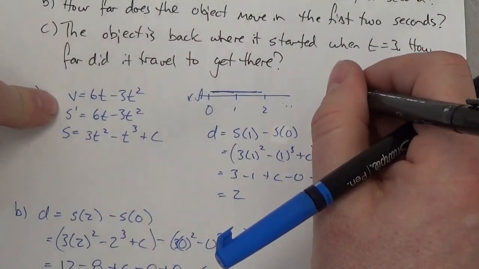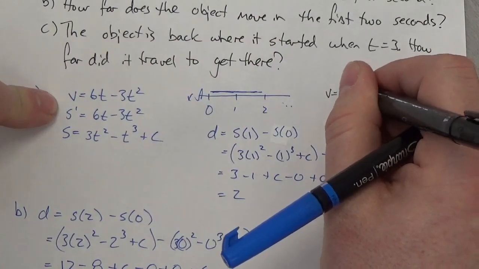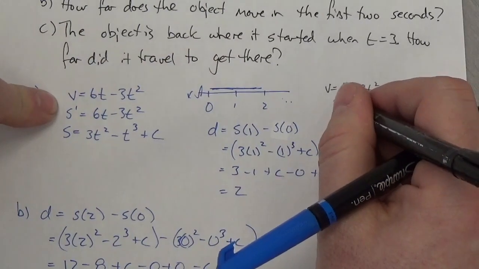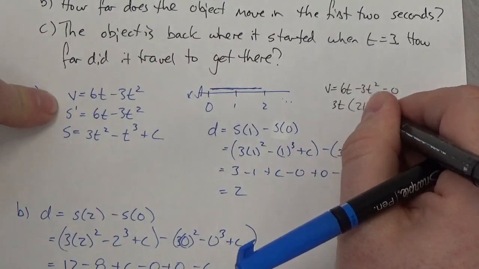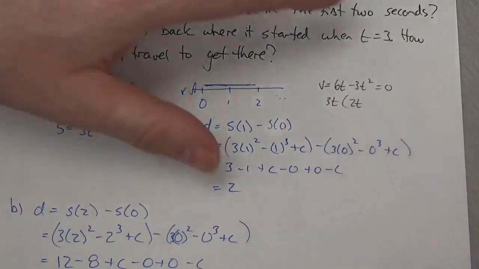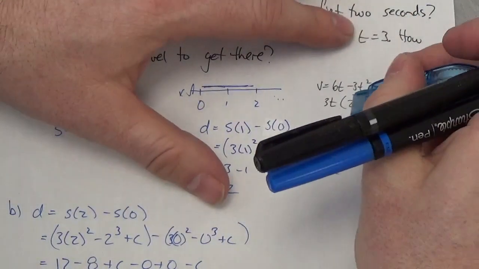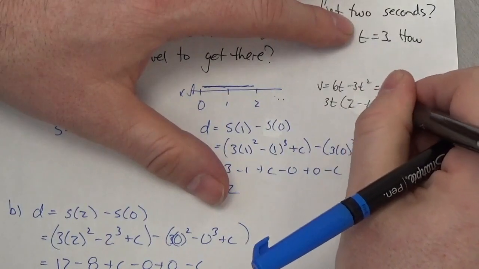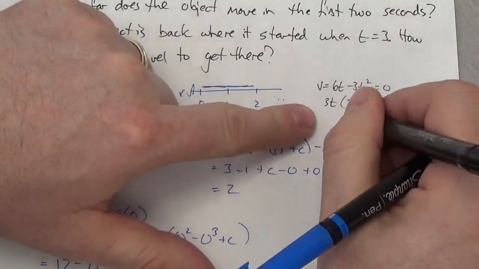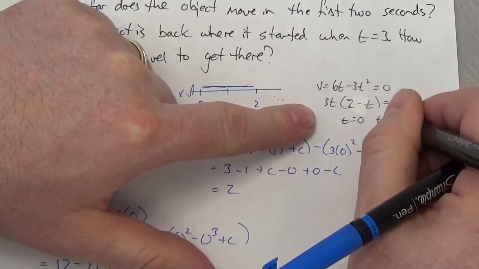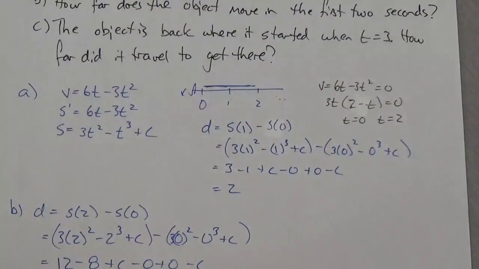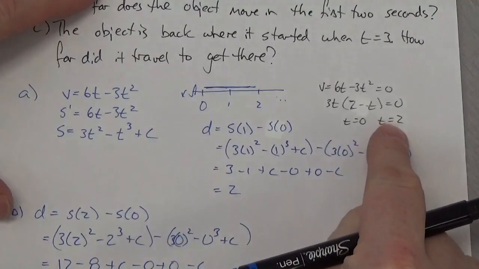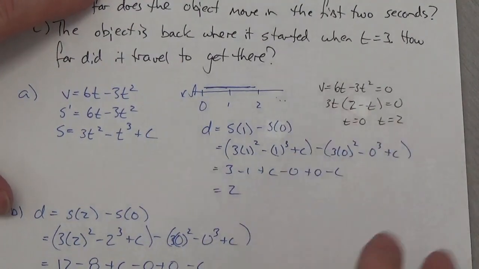Where does velocity go to 0? So 6t minus 3t squared is going to equal 0. Factor out the common 3t. That's going to be 3t times 2 minus t equals 0. And so this is going to be at 0 seconds or 2 seconds. So actually we're okay. This has stayed going in the same direction until 2 seconds. Then it turned around.